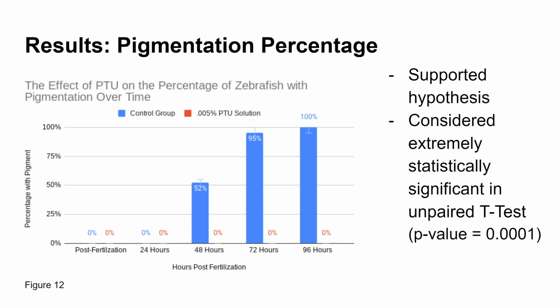The difference between the pigmentation was much more drastic, with all of the fish developing pigmentation in the control group, while none of the fish in the PTU exposed group developed pigmentation. This supported our hypothesis, and this was considered extremely statistically significant.